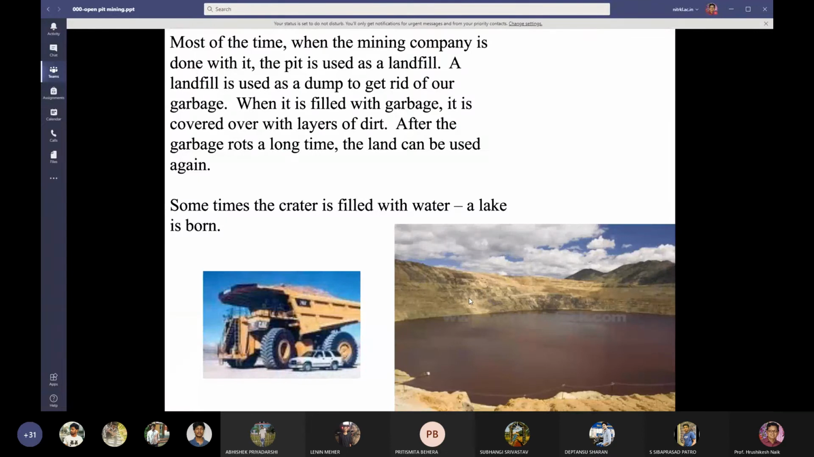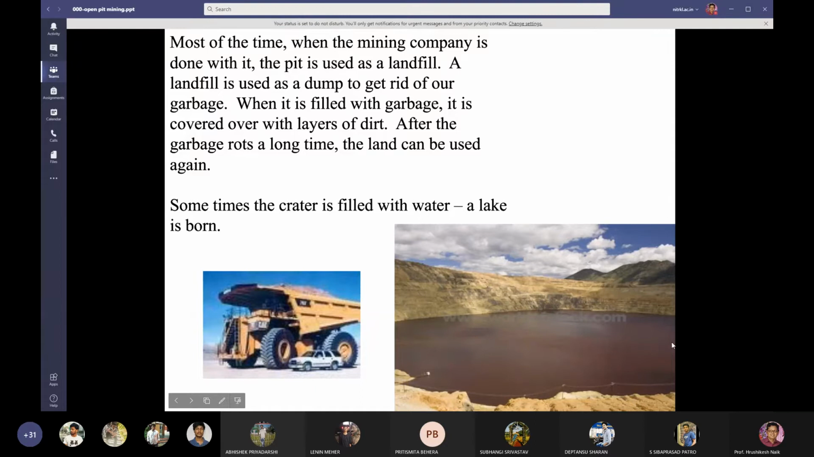Most of the time when the mining company is done with it, the pit is used as a landfill. After the mining is carried out, the land is to be filled up. A landfill is used as a dump to get rid of our garbage. When it is filled with garbage, it is covered over with layers of dirt. After the garbage rots a long time, the land can be used again for cultivation. Sometimes the crater is filled with water, a lake is born.